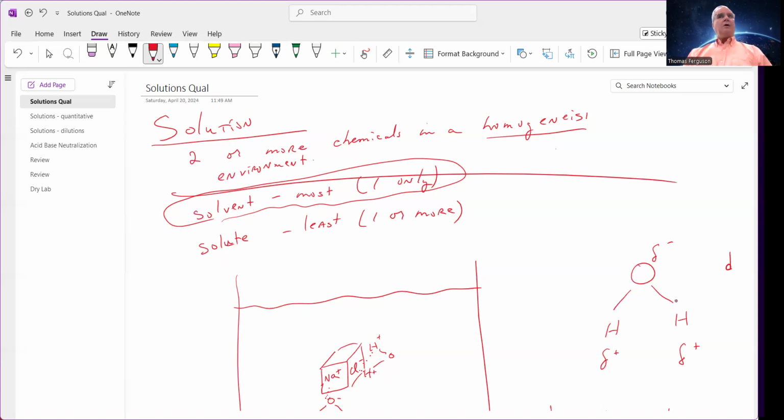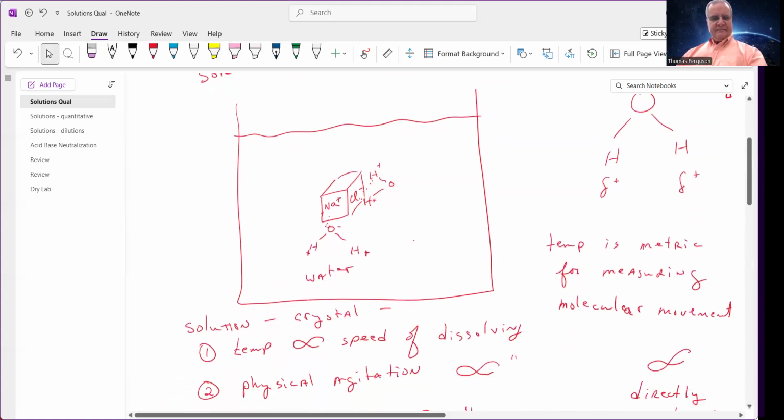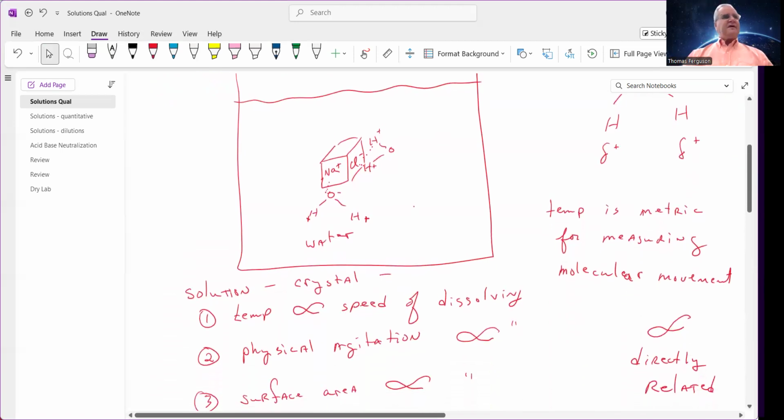Okay? All solutions are set up this way. So we're going to be working in this unit with water-based solutions, 100%. But by definition, it's much broader than that. All right, so let's talk about what happens when things interact.